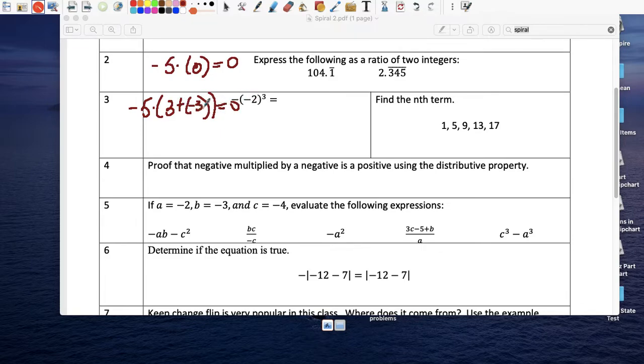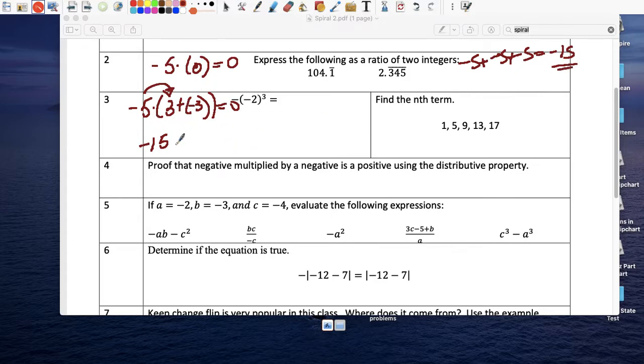3 plus negative 3 is 0. So far, I haven't done anything. I just rewrote 0 as 3 plus negative 3. Now, let's use the distributive property. Now, I know negative 5 times 3 is negative 15, right? Because I can make 3 groups of negative 5, negative 5 plus negative 5 plus negative 5, and that equals negative 15. So that one is easily explained.